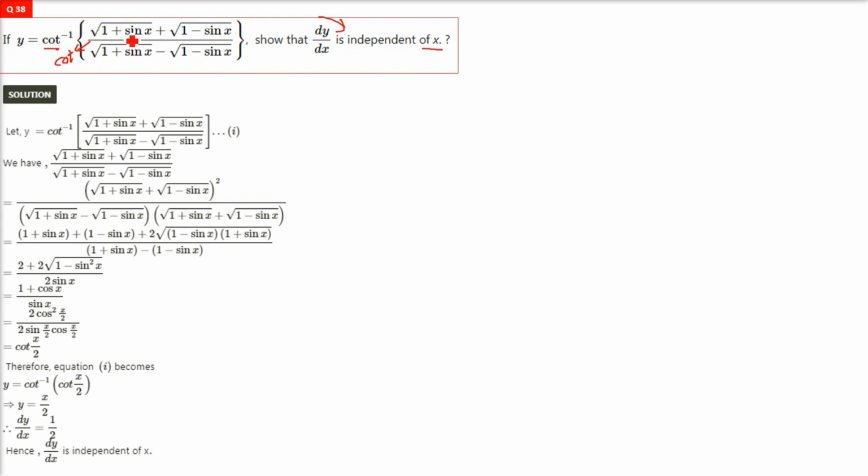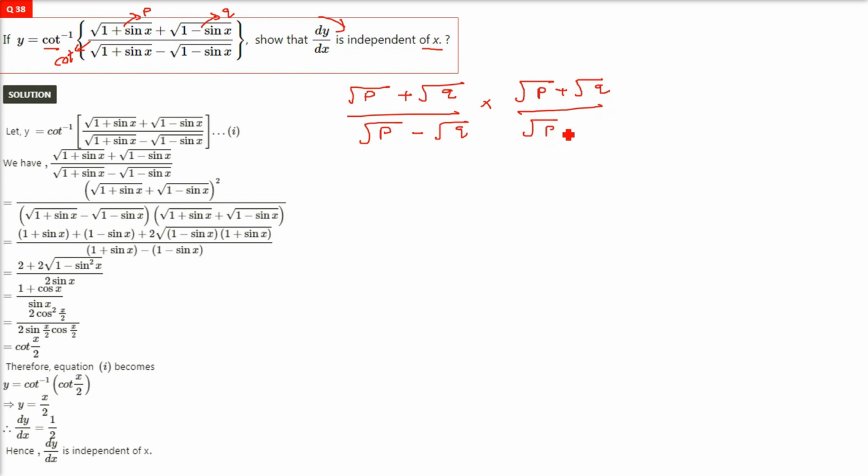So in order to make you understand, let me call this P and this Q. 1 minus sin x is Q, 1 plus sin x is P. So under root P plus under root Q, divided by under root P minus under root Q. In order to rationalize, you have to multiply the numerator and denominator by under root P plus under root Q, because we need a squared minus b squared kind of thing in the denominator, so that we get rid of the roots. So we are rationalizing it.